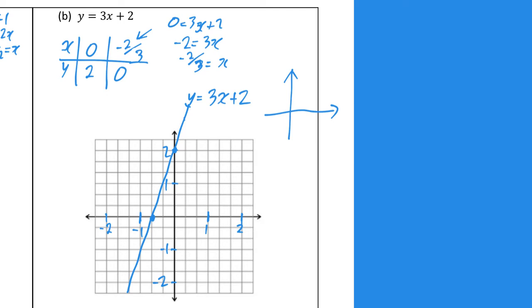If you'd used a different scale, I could have just done my 2 and then done my gradient method. So it goes up across 1 and up 3 because the gradient was 3. And then you could have drawn it that way. So that point would have had to be at 5. So you could have had a very different looking graph if you'd done a different scale, but I've gone for this scale. It hasn't specified in the question what scale to use.